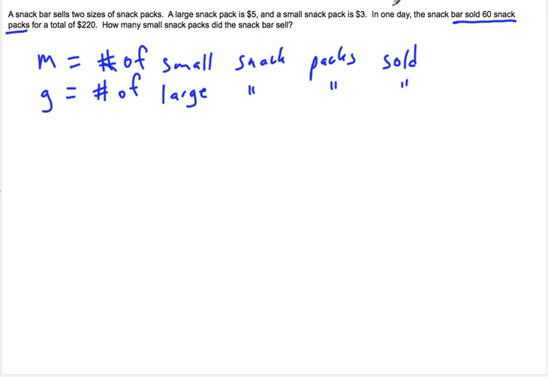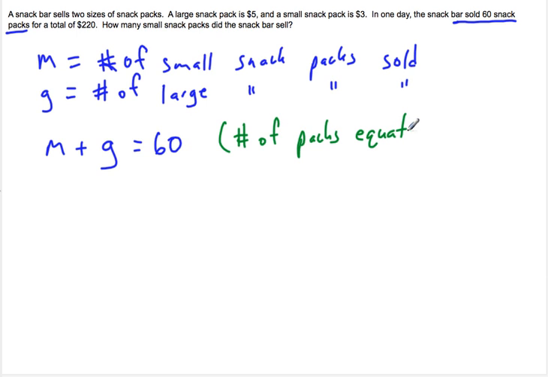Well, that's an equation, right? Because there's only 2 sizes. So we know how many small snack packs are sold, right there. We know how many big ones are sold, right there. If we add those 2 together, that's 60. So that's equation 1. We could call that the number of packs equation, something like that.